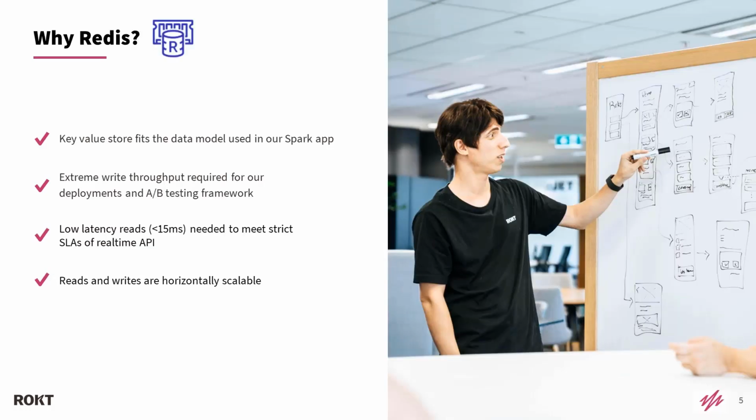We decided to pick Redis because, well, it's a key value store and it fit our data model. It also supported extreme write throughput, which is required for our deployments and A/B testing framework. It has low latency reads, which is needed for our strict SLAs for our real-time APIs. And reads and writes are horizontally scalable.